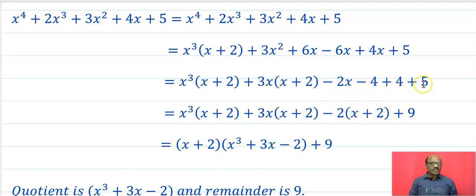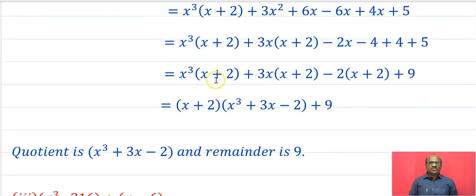And here 4 plus 5 equals 9. Now take x plus 2 as common from all these. Then in the bracket you will get x cube plus 3x minus 2, plus 9. This is the remainder.